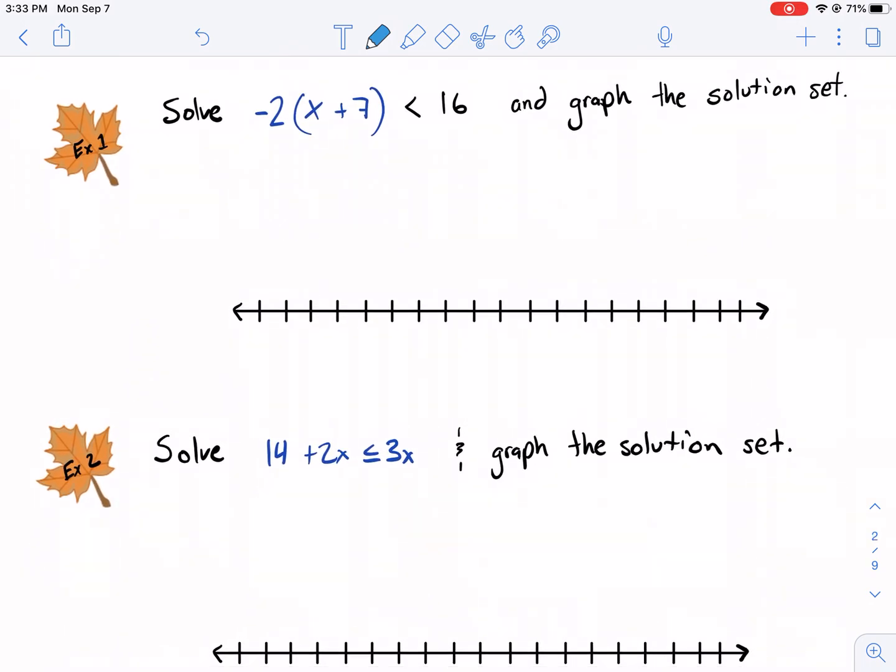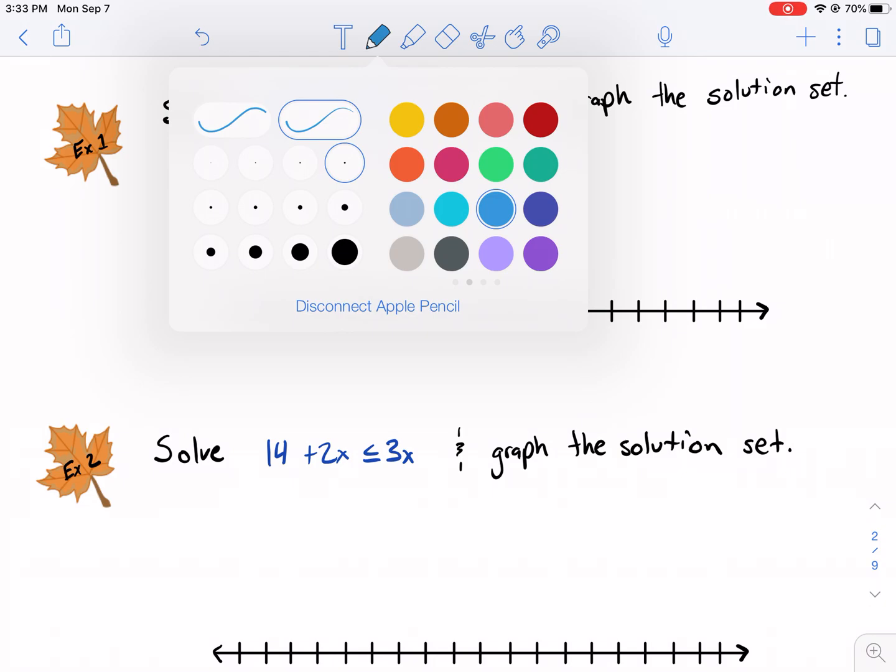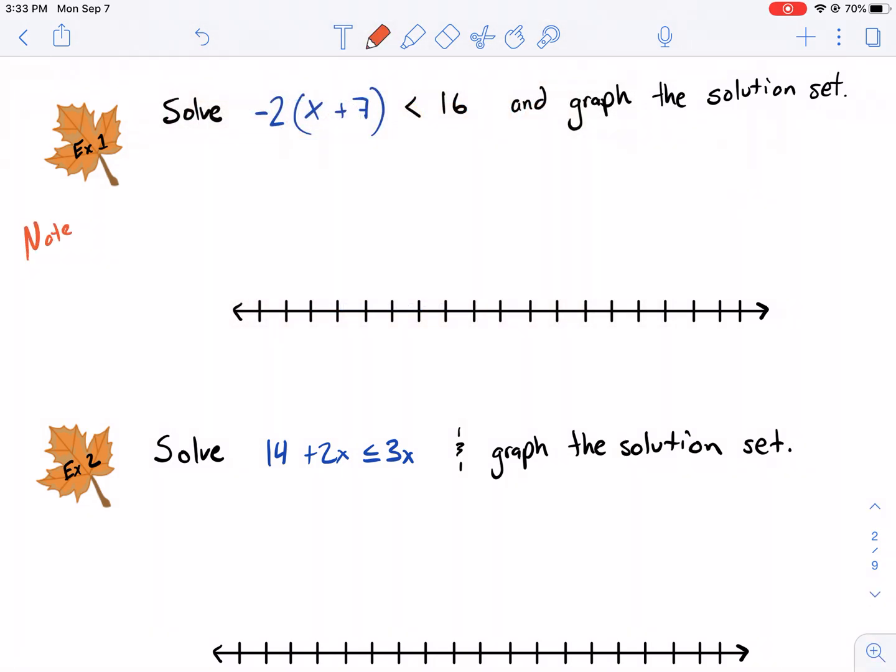So first it says, solve -2 times the quantity x plus 7 is less than 16 and graph the solution set. Now, anytime you're solving inequalities, there's a big note that we have to keep in mind. Note, reminder, however you want to say it, star, okay? Whenever you divide or multiply a negative to both sides, you have to flip the sign. So just keep that in mind. You have to flip the sign if we multiply or divide by a negative number.